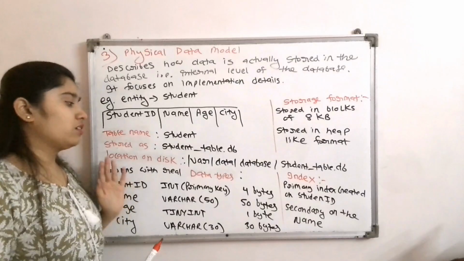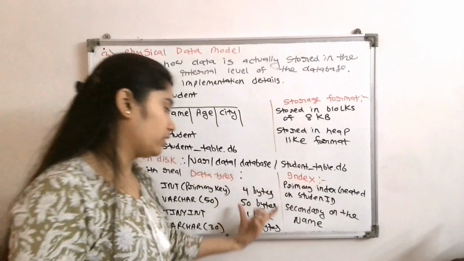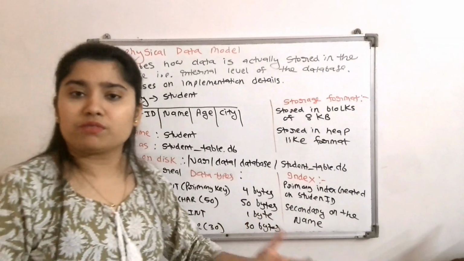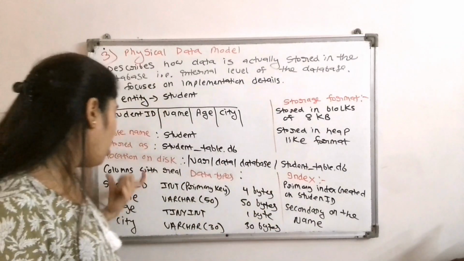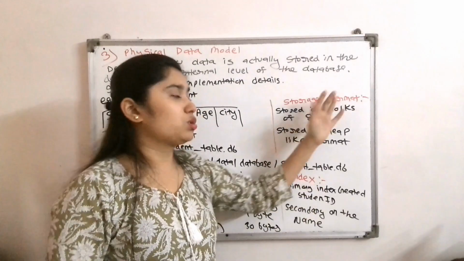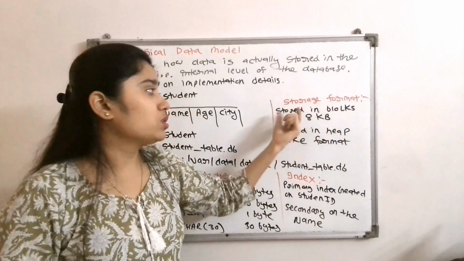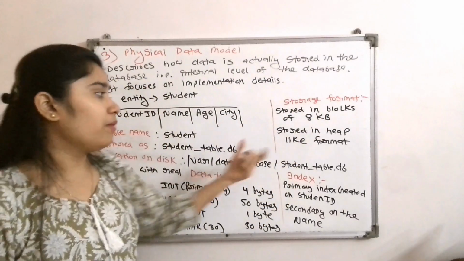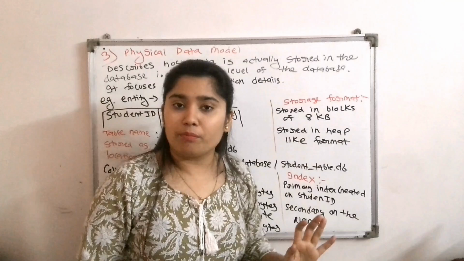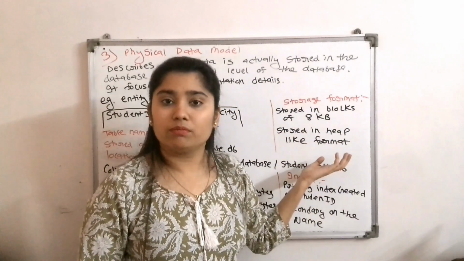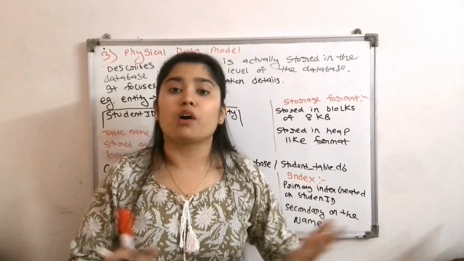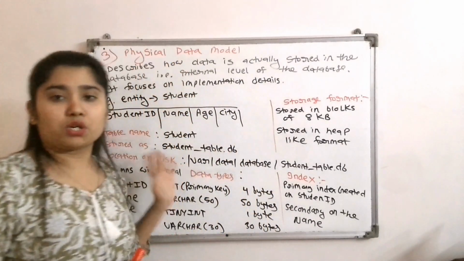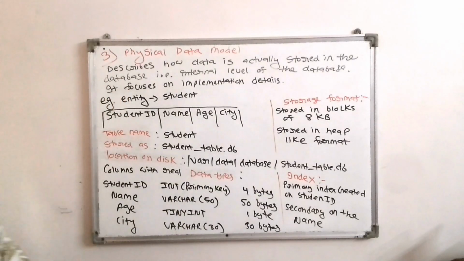Table name, storage, what are the data types, or what are the storage details of all the columns, what are the sizes. These columns have indexes, storage format. Like storage format, it is stored in blocks of 8 KB. 8 KB is the size of the data, and it is stored in a zip-like format. This is the storage format. So this is the physical data model which talks about the actual file storage. If you want to take the screenshot or write it down, write it.